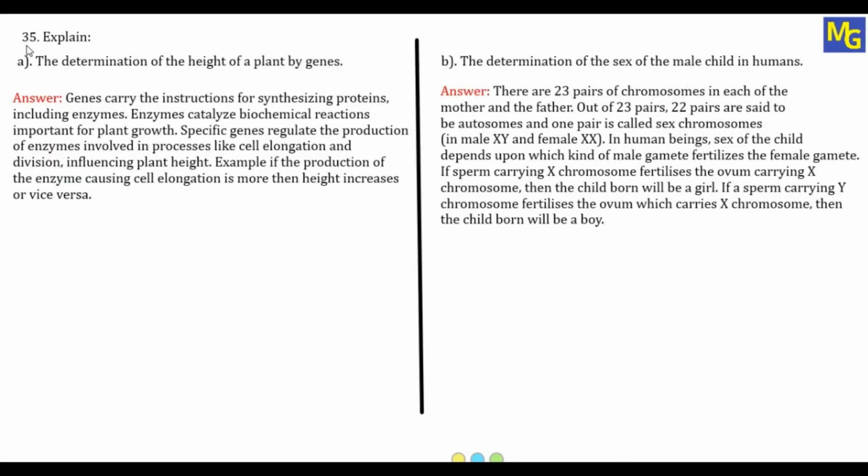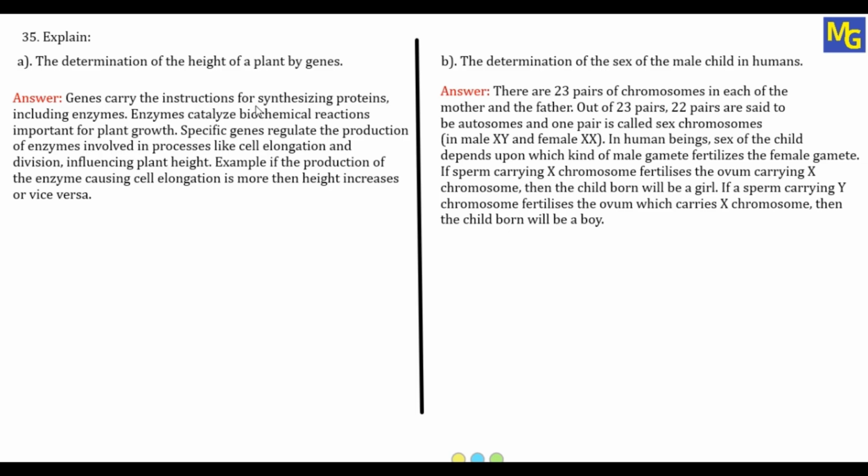Now we'll see question 35, that is explain. So the first one, it is again A and B. So first we will solve with A. The determination of the height of a plant by gene. So here it is said that height of the plant is determined by gene, and we have to explain this sentence. So see the answer.